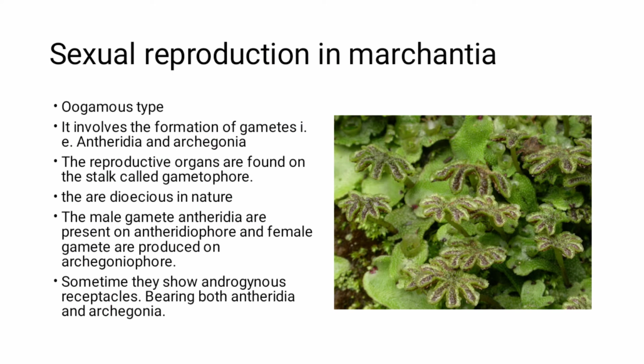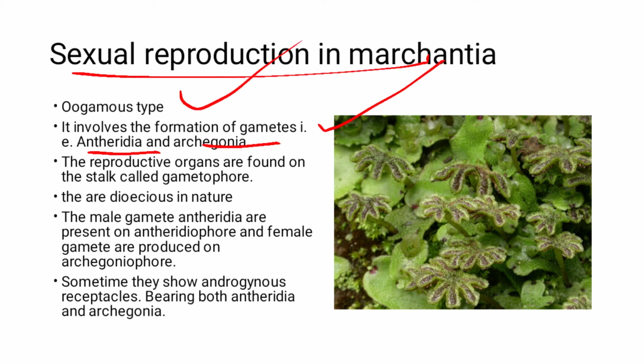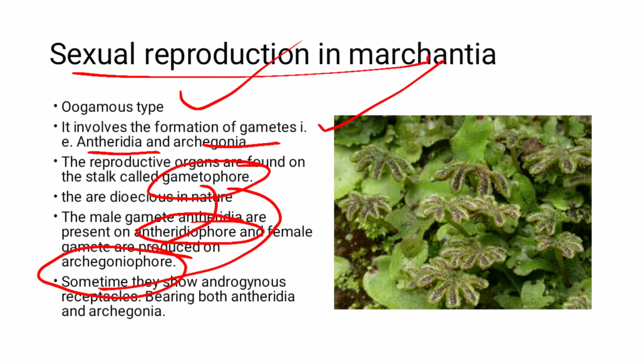Now, how does sexual reproduction in Marchantia occur? The sexual reproduction in Marchantia is oogamous type. It involves the formation of gametes, that is antheridia and archegonia. The archegonia and antheridia are produced on a specialized structure called gametophores. The gametophores are of two types: antheridiophores and archegoniophores. Antheridiophores are the gametophores which produce the male gamete, and archegoniophores are the gametophores which produce the female gamete. So this is about the sexual reproduction.